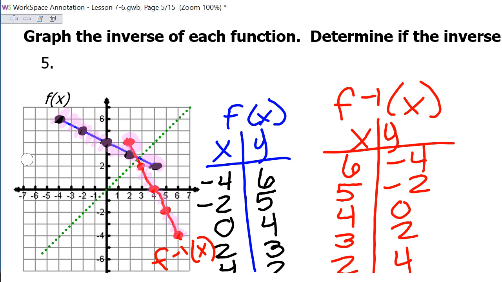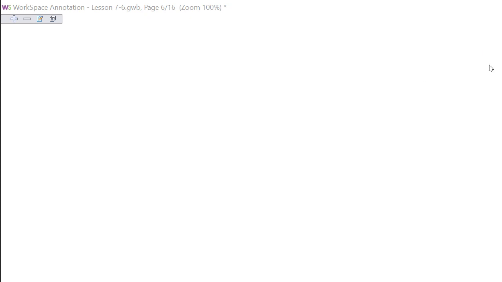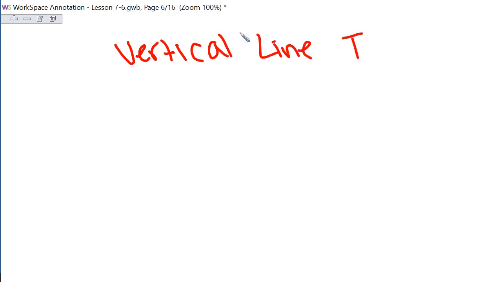Now, one more thing that we have not finished is the second part. It says determine if the inverse is a function. Now, remember something called the vertical line test? Vertical line test. So here is a graph, and here is a graph. Now the vertical line test states that if you draw a vertical line through your graph, if it touches only one time, then yes, it's a function.